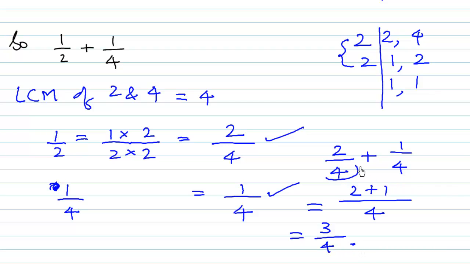So the idea is we shall take the common denominator. We are not going to add the denominators. So don't write 4 plus 4, just write 4 once. If they have a common denominator, we shall write the common denominator only once.